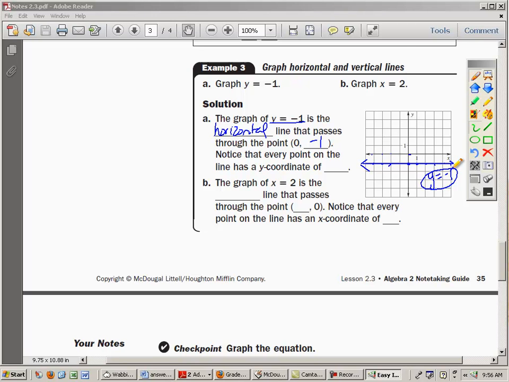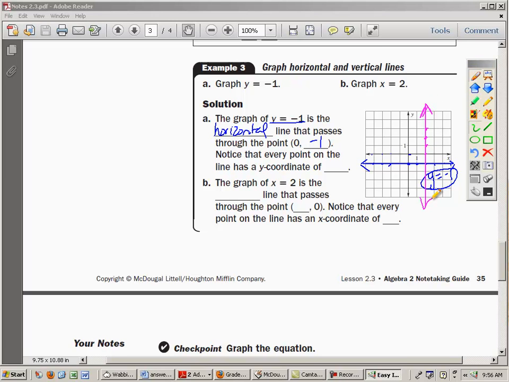What about a graph of x equals 2? x equals 2 is a collection of all the points where the first number is 2, like 2, 0, 2, 1, 2, 2, 2, 3, etc. And so a graph of that line looks like this.